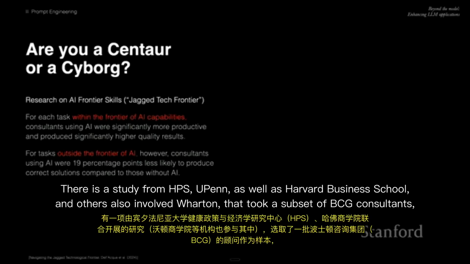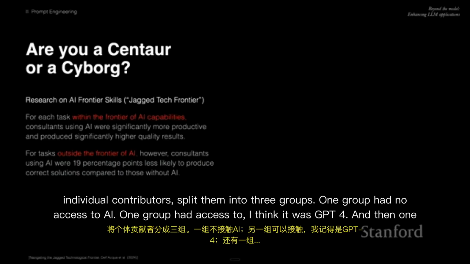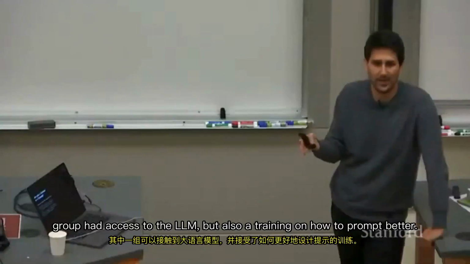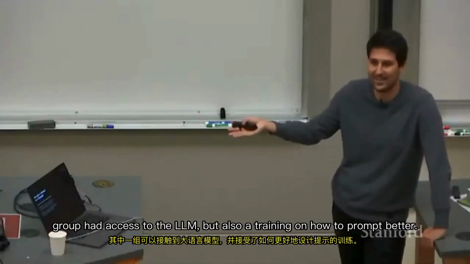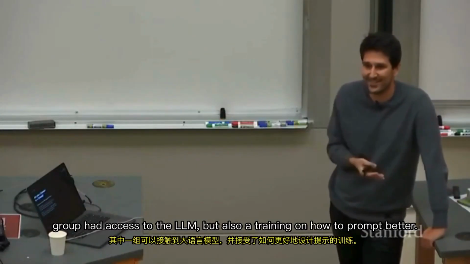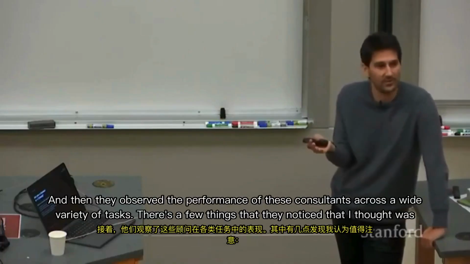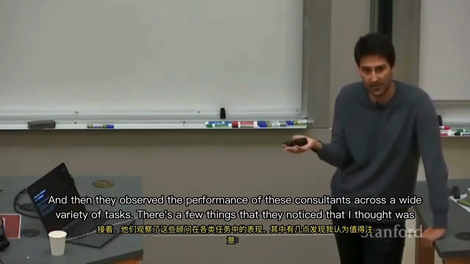There is a study from HBS, UPenn, as well as Harvard Business School and others, that also involved Wharton, that took a subset of BCG consultants, individual contributors, and split them into 3 groups. One group had no access to AI. One group had access to, I think it was GPT-4. And then one group had access to the LLM, but also a training on how to prompt better. And then they observed the performance of these consultants across a wide variety of tasks.